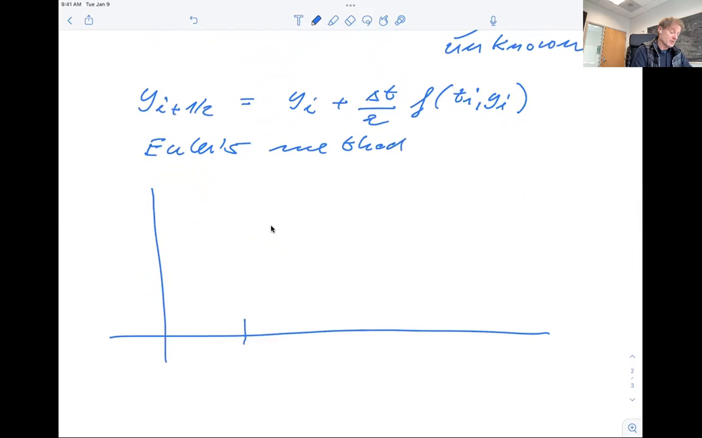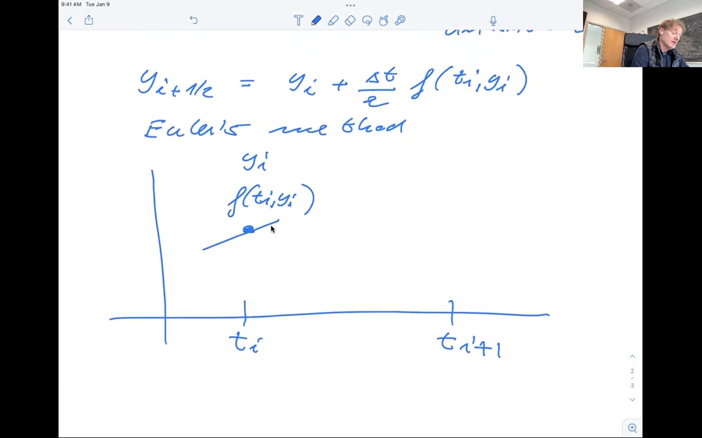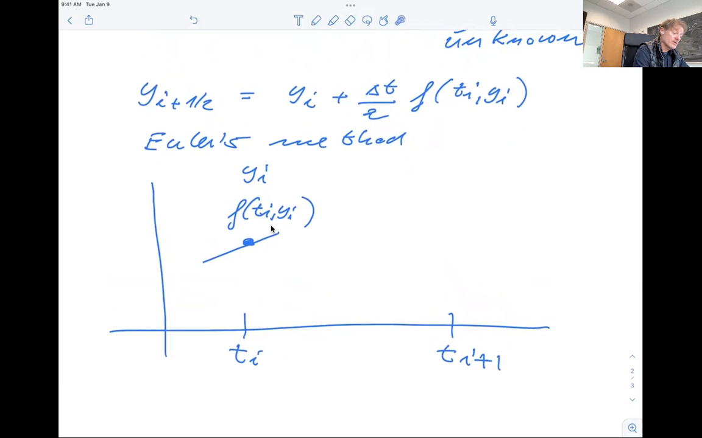So if we are now in a position t of i, and then we want to move to the next position t of i plus 1, what we have then is that we are using Euler's method. So we know the function value here. So we know f of t of i and y of i. So this is something we can compute. We also have y of i, which is known at this specific value. It means that with that, we can calculate the slope here. And this is a slope which is used in Euler's method. So the slope of y is obviously given by the function which we have here.